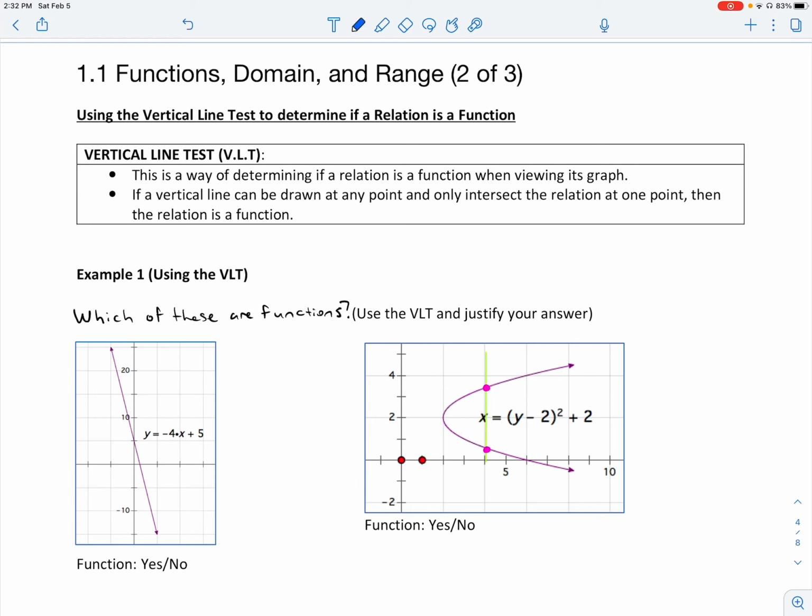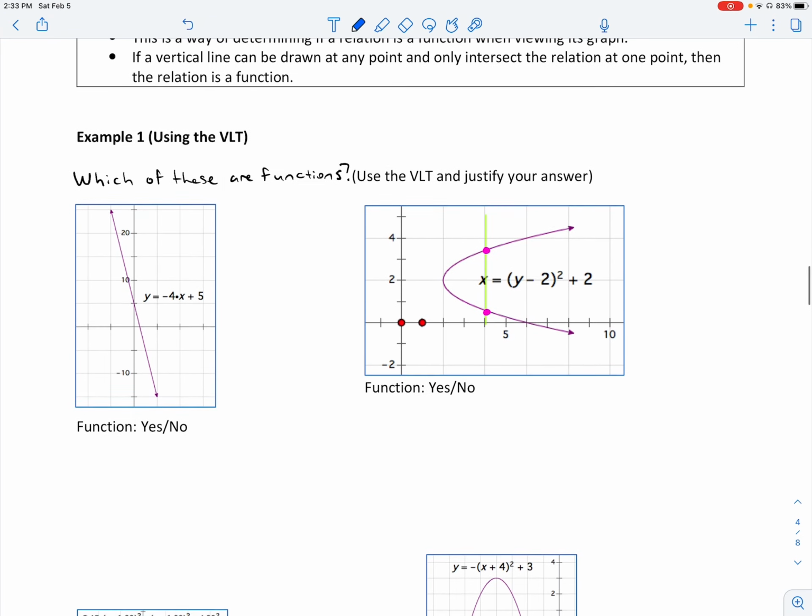So the vertical line test, this is a way of determining if a relation is a function when viewing its graph. If a vertical line could be drawn at any point and only intersect the relation at one point, then the relation is a function. Okay, so let's do this for some of the examples that are shown here below.